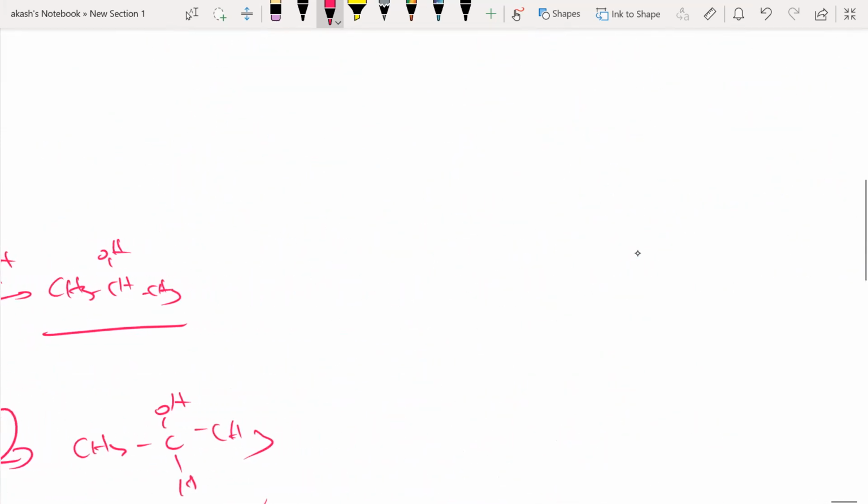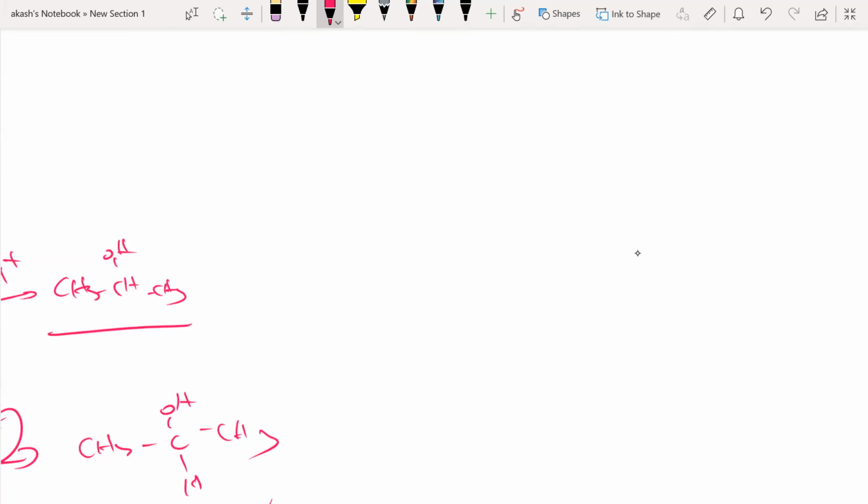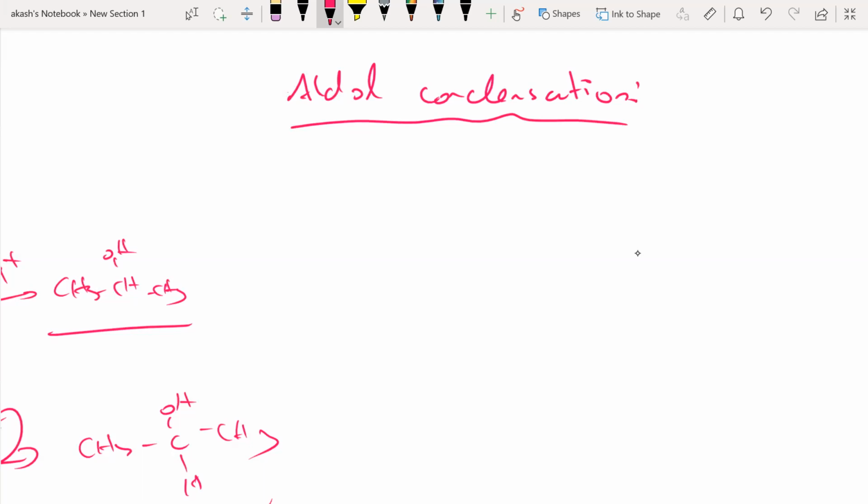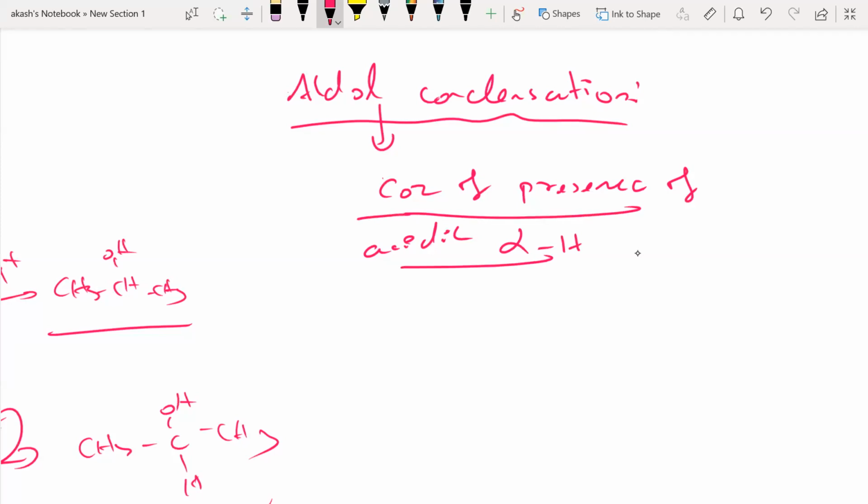Moving on, we are going to deal with the most important reaction of this particular chapter, and that is the aldol condensation reaction. In this, what are we going to do? The aldol condensation reaction is happening because of the presence of acidic alpha hydrogen.